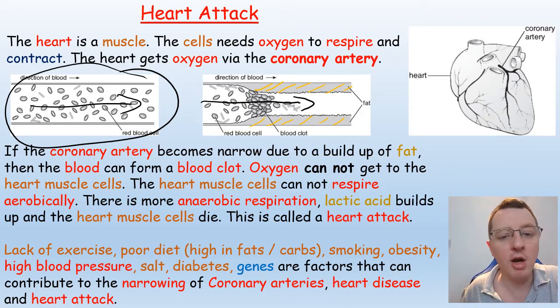In fact, if the coronary artery becomes narrow due to a buildup of fat, then the blood can form a blood clot. Oxygen cannot get to the heart muscle cells. The heart muscle cells cannot respire aerobically. There's more anaerobic respiration, lactic acid builds up, and the heart muscle cells die, and this is called a heart attack. Lack of exercise, poor diet, or a diet high in fats or carbohydrates, smoking, obesity, high blood pressure, salt, diabetes, and even your genes are all factors that can contribute to the narrowing of the coronary artery and increase the risk of heart disease and heart attacks.